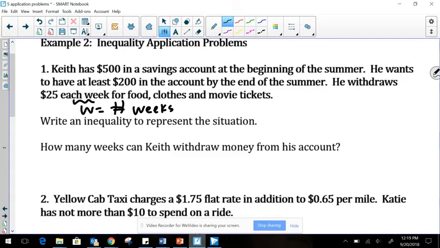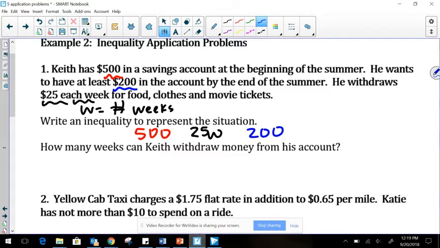Okay, so then I'm going to write my inequality. So I have to figure out what number I'm starting with. Like, what does he have to begin with? So I have $500. All right, and then I have to figure out how much he's paying per week for that W. So we look and see, okay, $25 per week. So I'll put that here. And he wants $200 at the end of summer. So I'll put that over here.